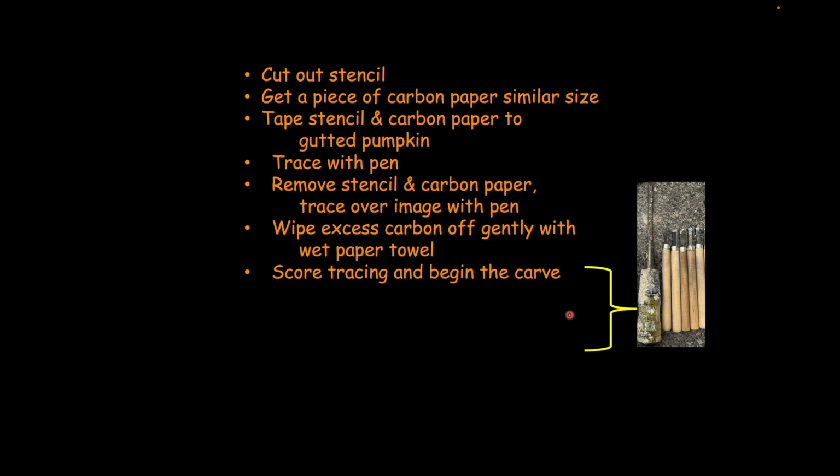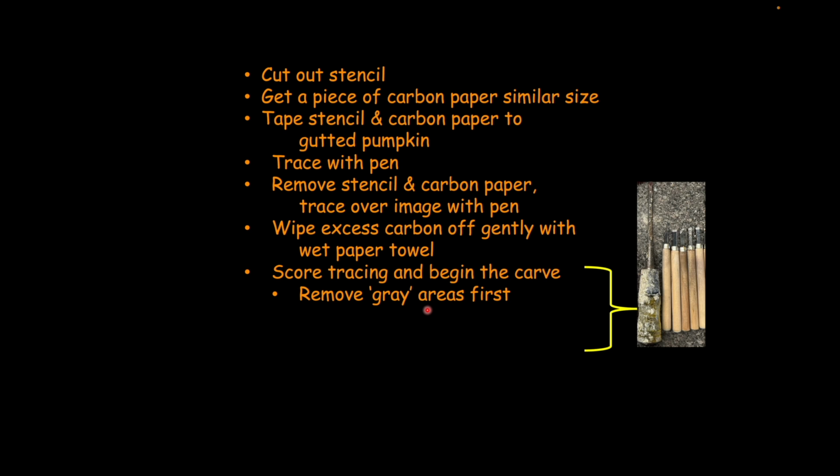So I would score it all first, all of those lines, right? Make them actually cut into the flesh. Don't remove any flesh, don't remove any rind, just cut into it along those lines. Then you start to remove the gray areas. So the areas that were gray on the pattern, keep a separate pattern next to you so you know which things you scored are gray, which are white, which are black.